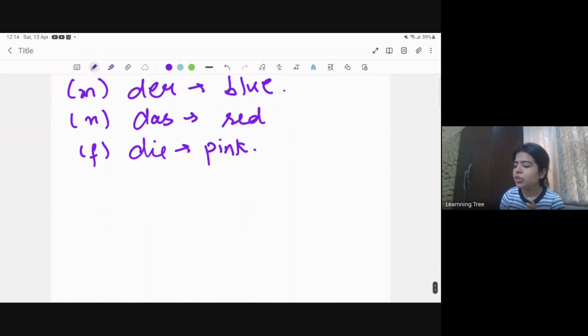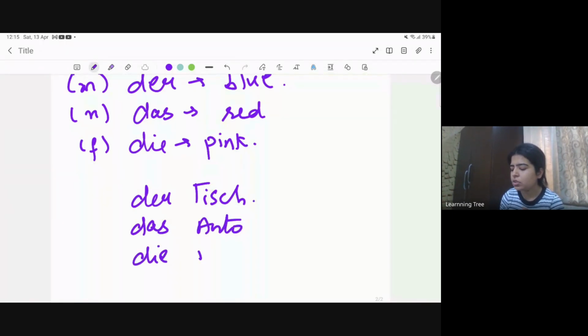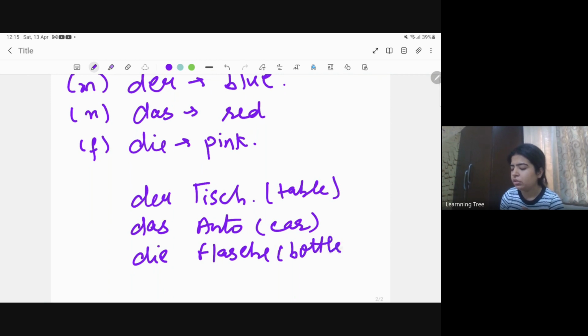So now let's say today we have started learning German. Today is day one of learning German. First and foremost thing that you have to do is to make a vocabulary notebook. You have to write 10 nouns every day. I'm not asking for more, just 10 nouns. So let's say table is called der Tisch. Yeah, I searched and I found that table is called der Tisch. Now car is called das Auto and bottle is called die Flasche. So table is der Tisch, car is das Auto and bottle is die Flasche.